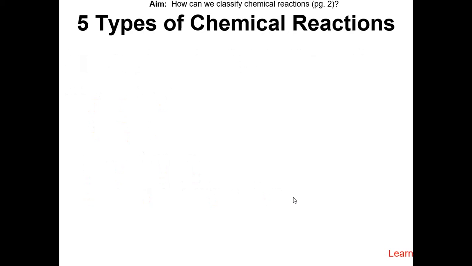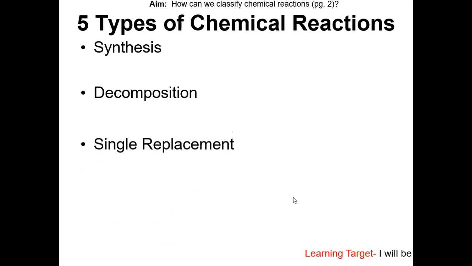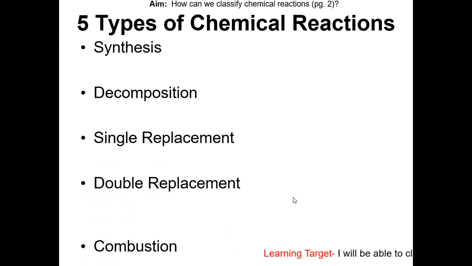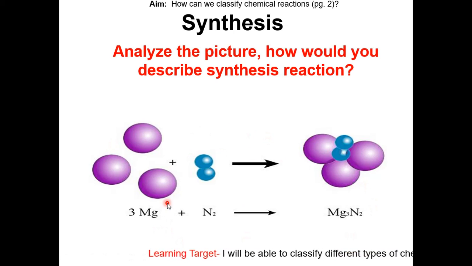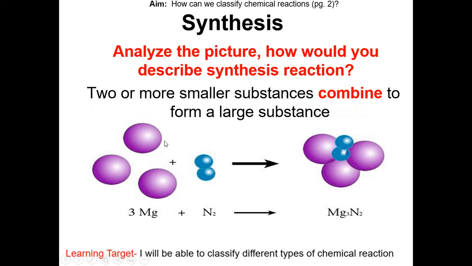So there's 5 types of chemical reactions you need to know for the regions: synthesis, decomposition, single replacement, double replacement, and combustion. So let's start with synthesis. If you notice from the diagram, the magnesium and the nitrogen combine to 1 compound. So synthesis is when 2 or more smaller substances combine to form a larger substance.